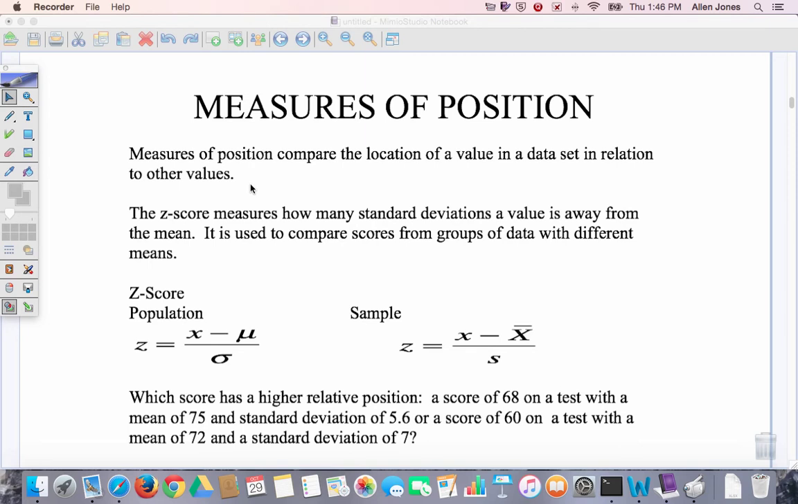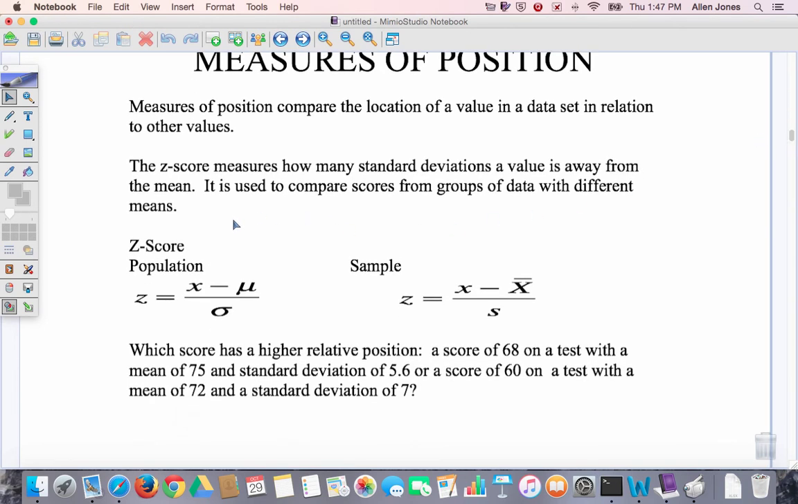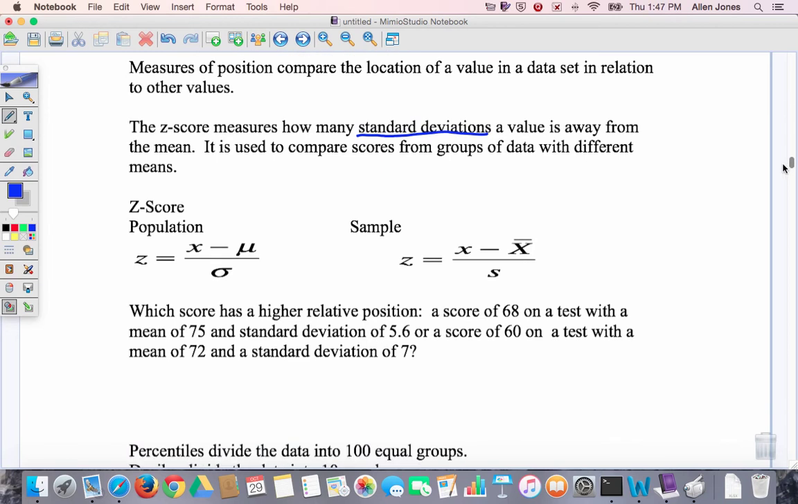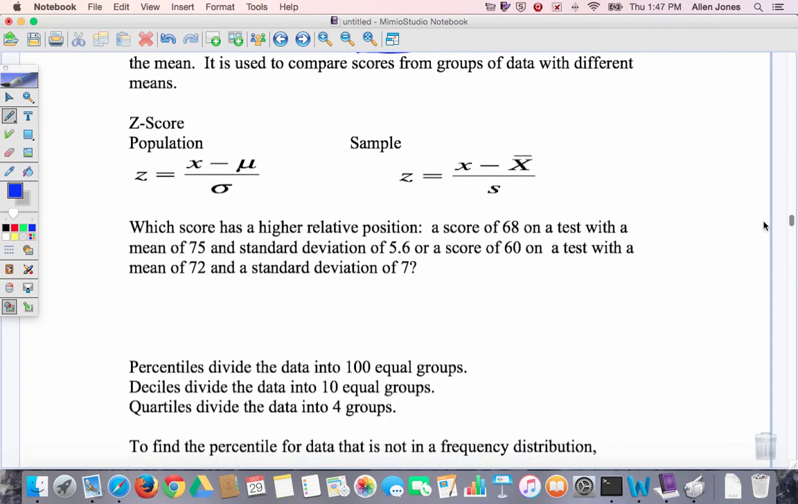So a z-score is going to measure how many standard deviations we are away from the mean. If our z-score is negative, we're below the mean. If our z-score is positive, we'll be above the mean. So once again, our z-score will measure how many standard deviations a particular value is away from the mean. We can use it to compare scores from two different sets of data and measure their ranking. We'll also use z-scores a lot moving forward in finding probability of certain events happening when we're comparing a value to the mean.